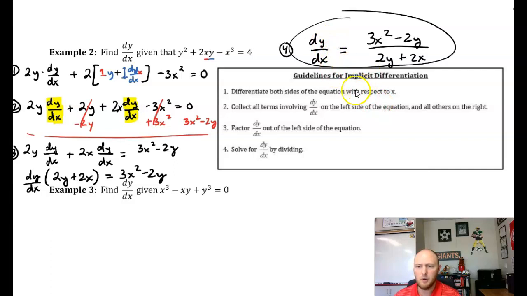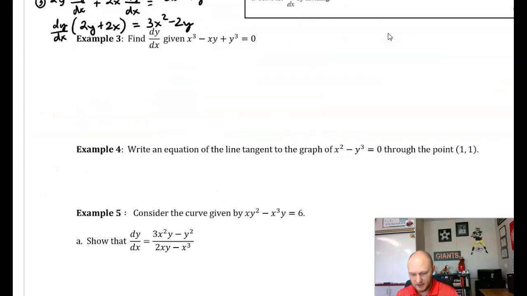One thing that we will see going forward is notice I have x's and y's in my derivative. So if they ever ask you what is the slope at a certain point and they give you an x and a y value, you'll have to plug in x and y into the derivative to find that slope. Okay, all right. Example number 3.